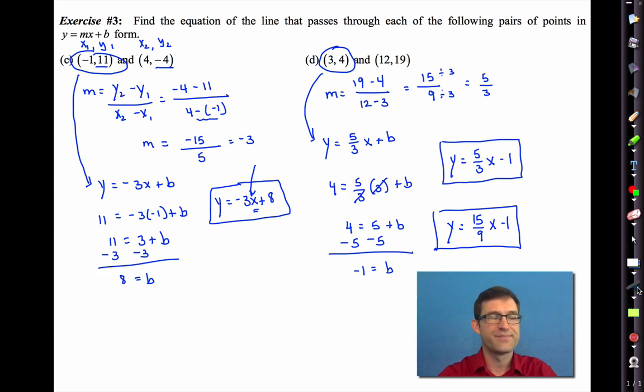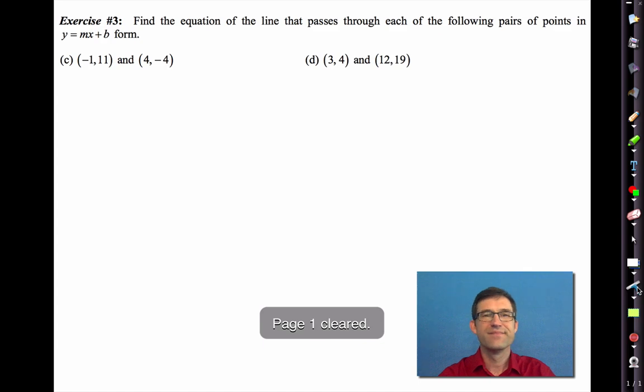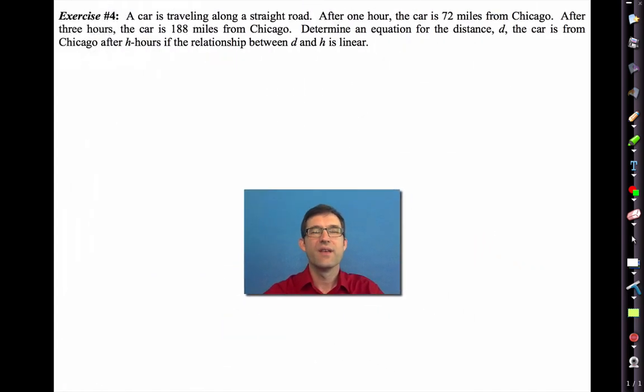Okay, let's do it. So, one more problem, nice applied problem. We're going to be doing a lot of linear modeling in the next 2 lessons, so this is just a little taste of it. A car is traveling along a straight road. After 1 hour, the car is 72 miles from Chicago. Okay, fair enough. After 3 hours, the car is 188 miles from Chicago.